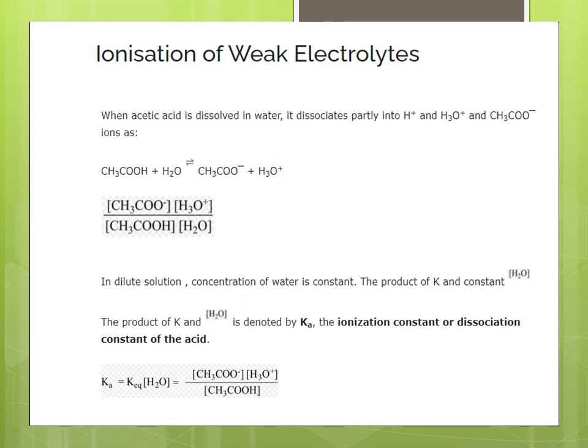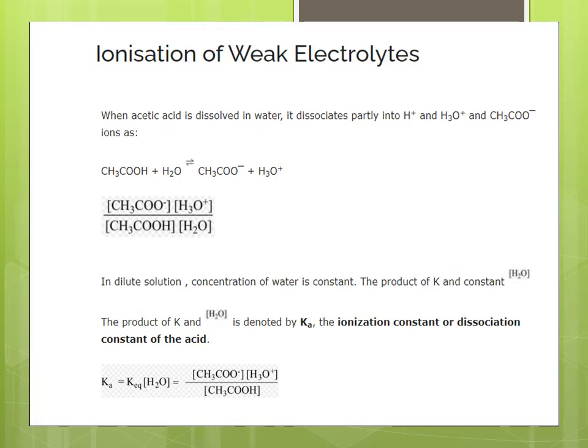K equals the molar concentration of CH3COO negative times the molar concentration of H3O positive, divided by the molar concentration of CH3COOH and the molar concentration of water. In dilute solution, the concentration of water is constant. The product of K and the constant molar concentration of water is denoted by Ka. Now what is Ka? The ionization constant or dissociation constant of the acid.